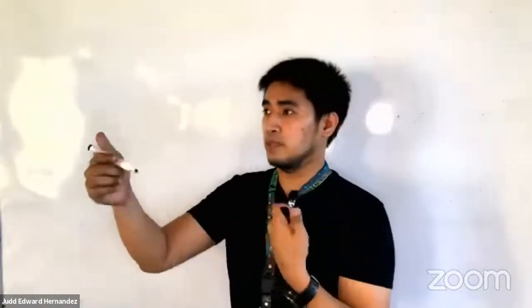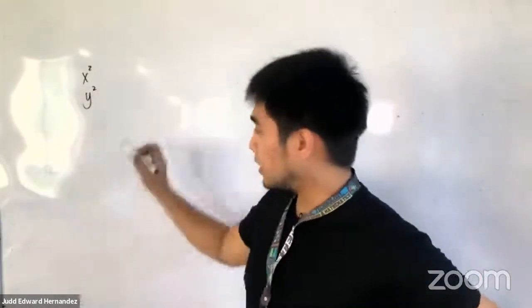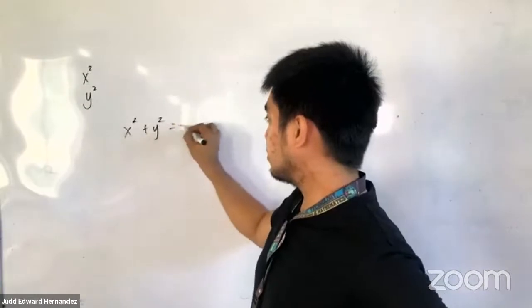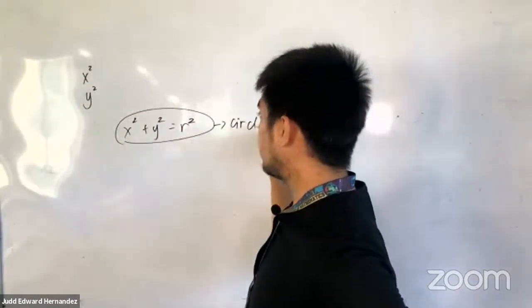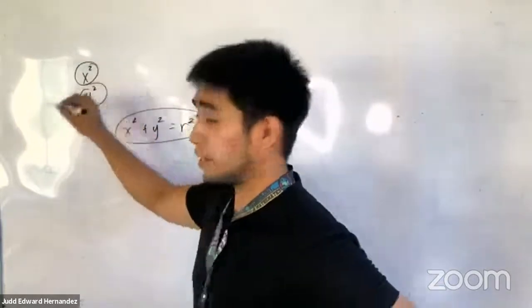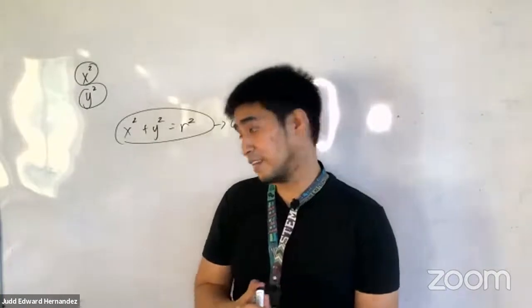Okay. So, dun sa parabola kasi natin, ang usual na equation natin is x squared and y squared. Sa circle, we have x squared plus y squared is equal to r squared. So, ito yung sa circle natin. Unlike sa parabola, isa lang dapat yung naka-square sa kanya. Bakit? Kasi napag-aralan nyo na to dati nung grade 9 and grade 10.